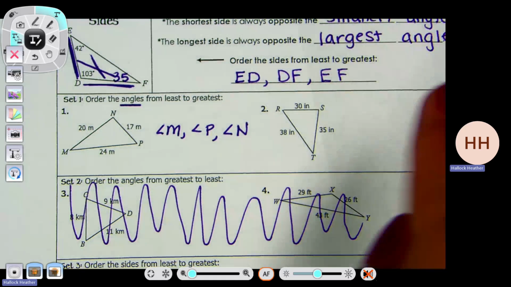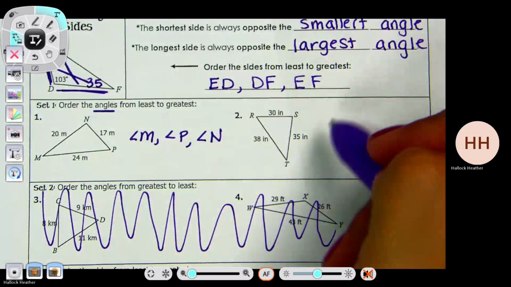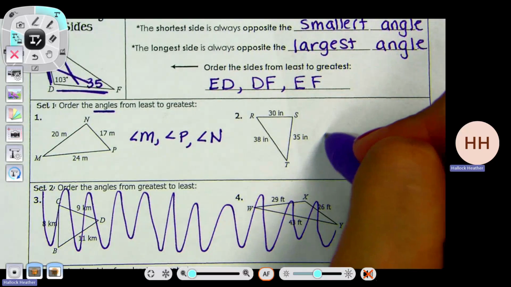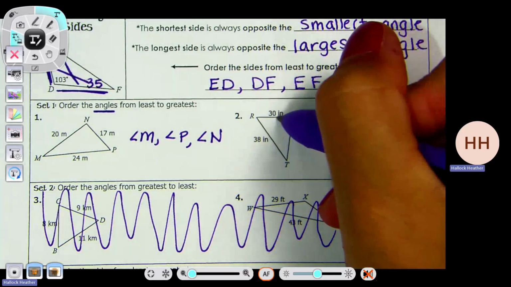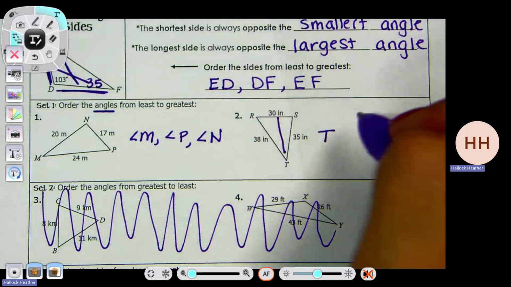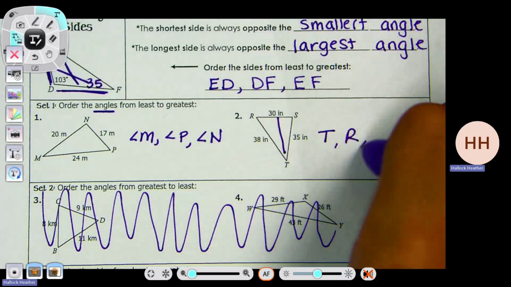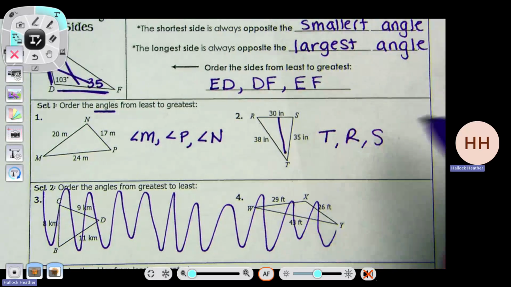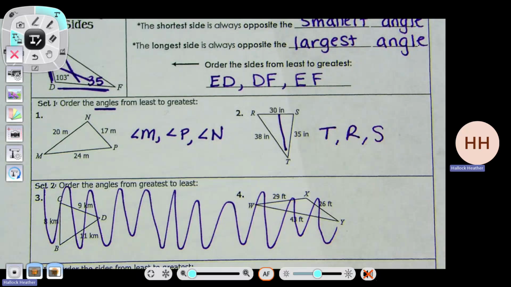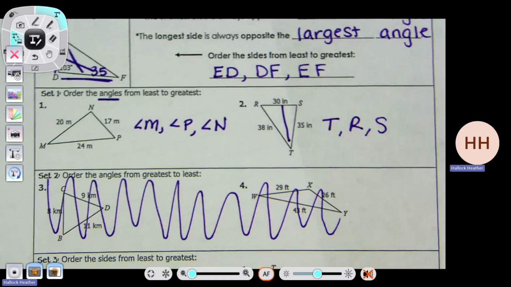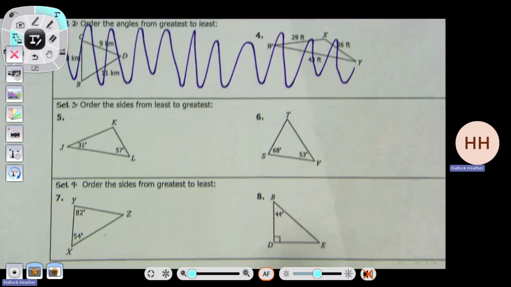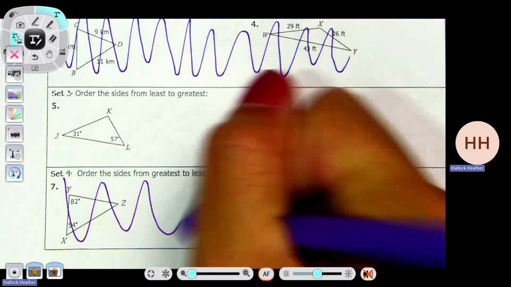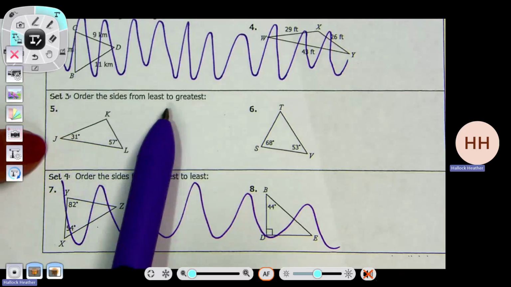Okay, so what's my smallest? TRN. T first, because it's opposite of 30. The next one would be R. Then it would be S. Like I did nothing. Okay, we're gonna do one more. We're gonna go down to number 5 and 6, or I guess like 2 more. We're gonna skip 7 and 8. So cross out 7 and 8. So we're gonna order the sides from least to greatest.